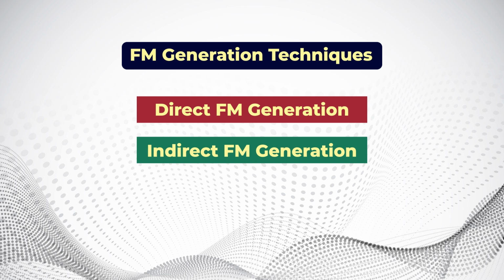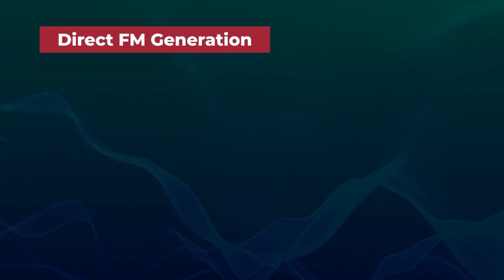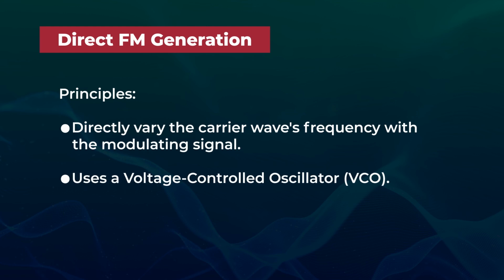The two primary methods are, the first method is direct frequency modulation, and the second method is indirect frequency modulation. So, let us deal with direct frequency modulation first. In direct frequency modulation, FM is generated by directly varying the frequency of the carrier wave in accordance with the amplitude of the input or modulating signal. This technique is fundamental in various communication systems, including radio broadcast, where it provides high quality audio transmission and superior noise immunity.